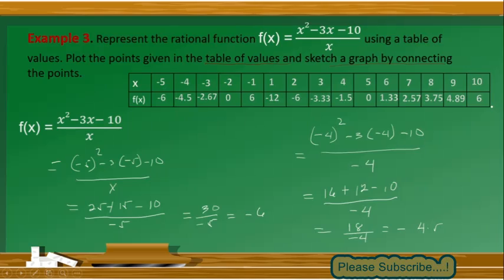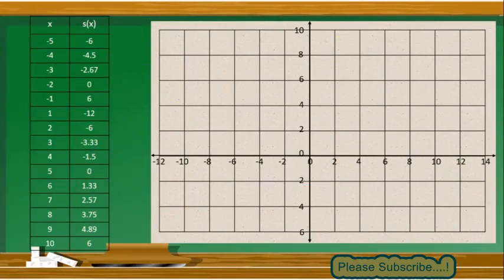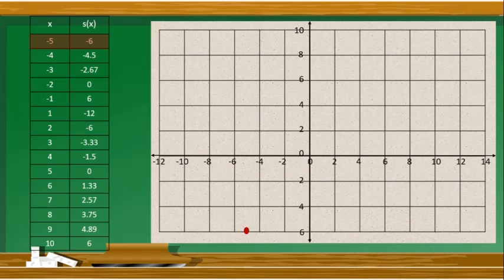Now, after that, we're going to plot those in our Cartesian plane. On the left side is our table of values. The first one is negative 5 and negative 6. That point can be found here. Then negative 4 and negative 4.5, that point. The next is that point, then negative 2 and 0, that point, then negative 1 and 6, that point, then 1 and negative 12.